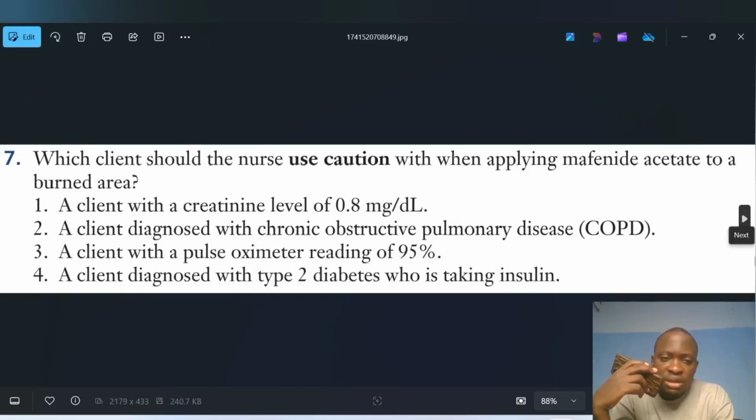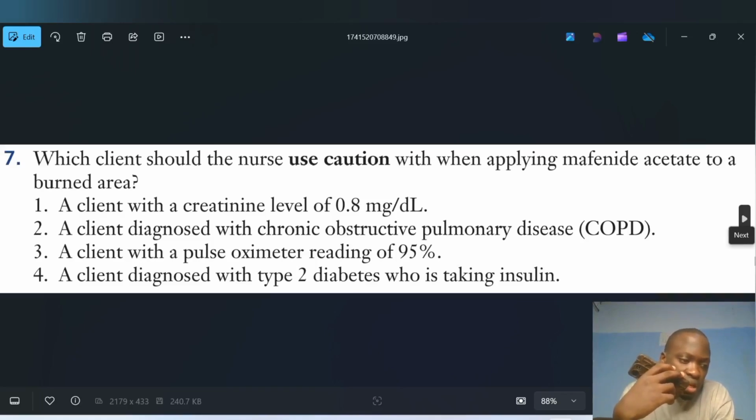Alright, number 7, which client should the nurse use caution when applying mafenide acetate to a burn area? A client with a creatinine level of 0.8. Number 2, a client diagnosed with COPD. Number 3, a client with pulse of 95, or number 4, a client diagnosed with type 2 diabetes who is taking insulin. What do you guys think is the answer? Alright, a client diagnosed with COPD.